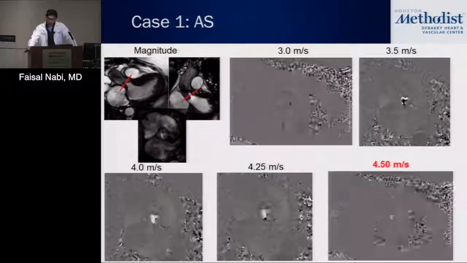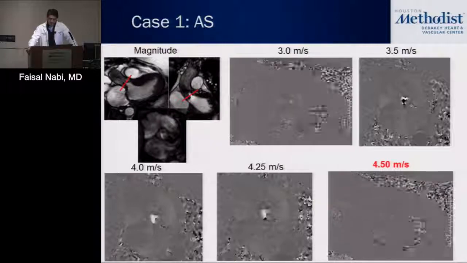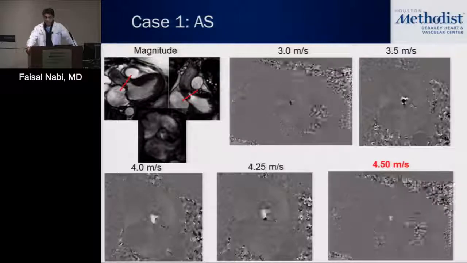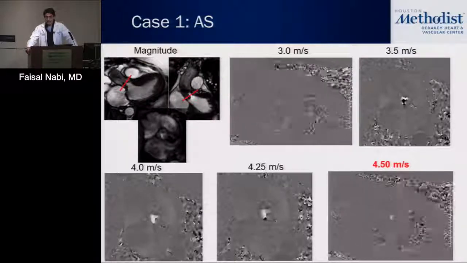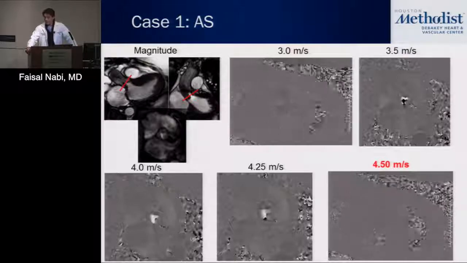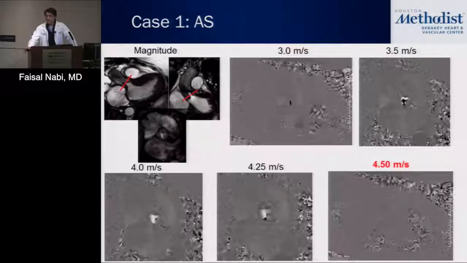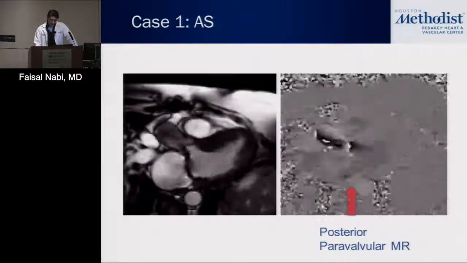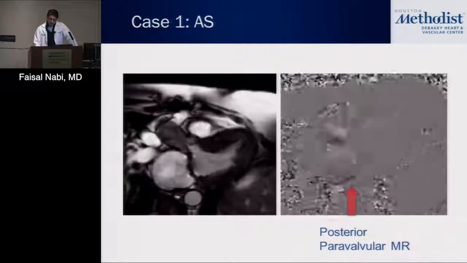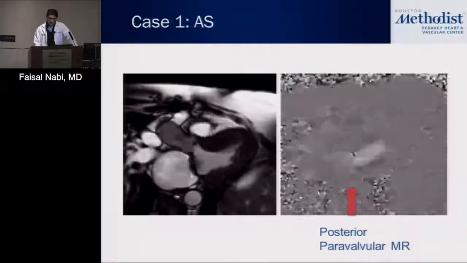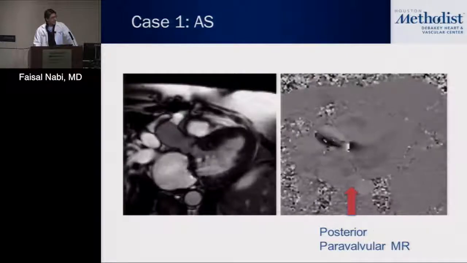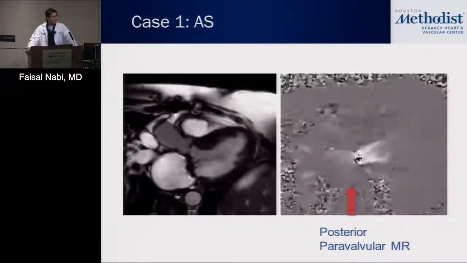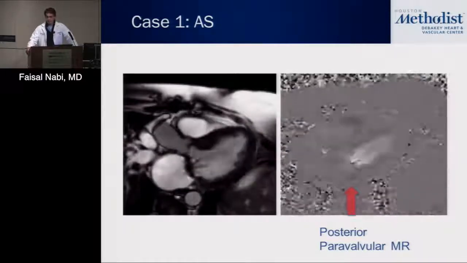So we felt that CMR was pretty conclusive here, that this patient had severe aortic stenosis with a planimetered valve area of 0.9. That means by continuity equation, maybe even a little bit smaller, and a peak velocity that matched with a severe aortic stenosis lesion. But what was interesting was that when we applied phase contrast to one of the in-plane views, or a three-chamber view, I hope now you can clearly appreciate that there was a corresponding paravalvular leak.